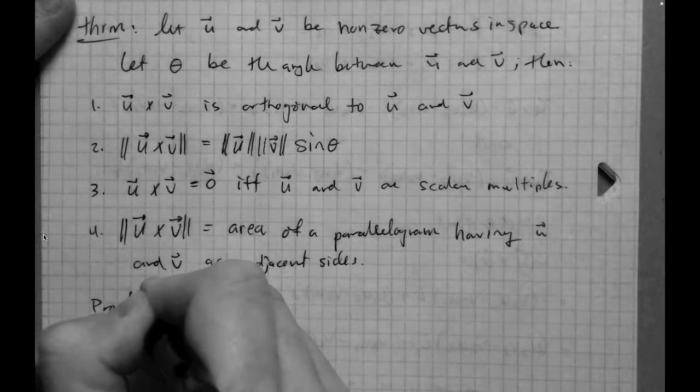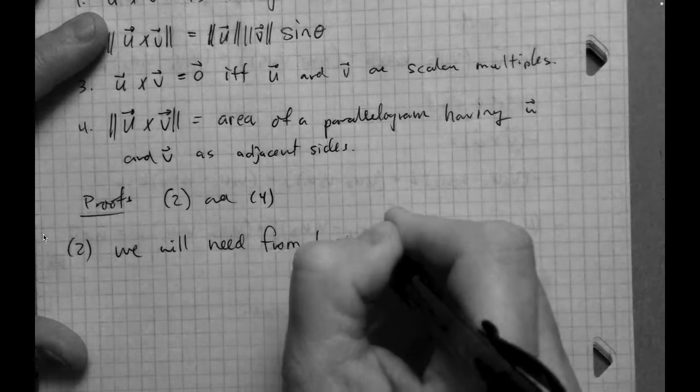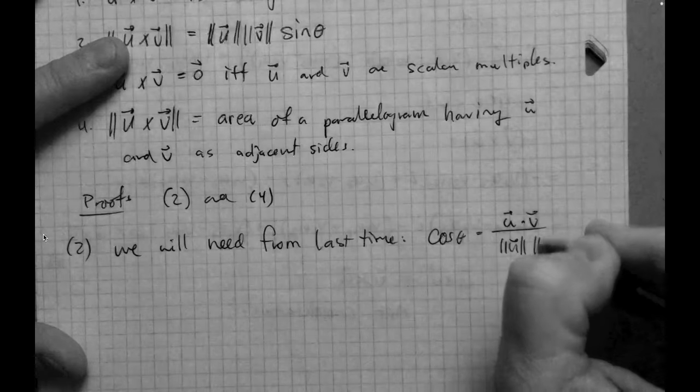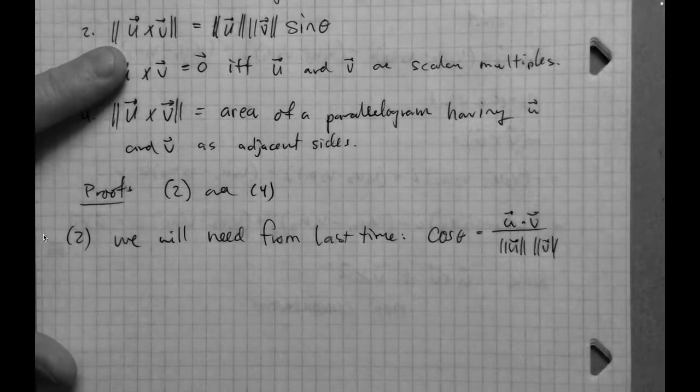Okay, something that we'll need from last time: the cosine of theta is equal to u dot v divided by the norm of u times the norm of v. That's something that we talked about last time. We can assume that's true for all u and v. So what we want to start with here is this side. We'll start with the norm of u times the norm of v times sine of theta.